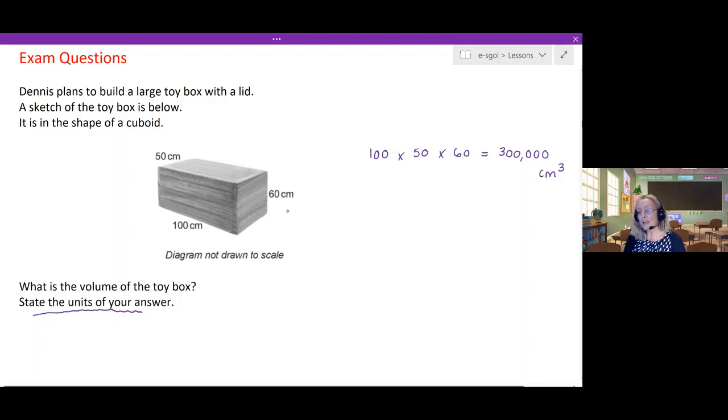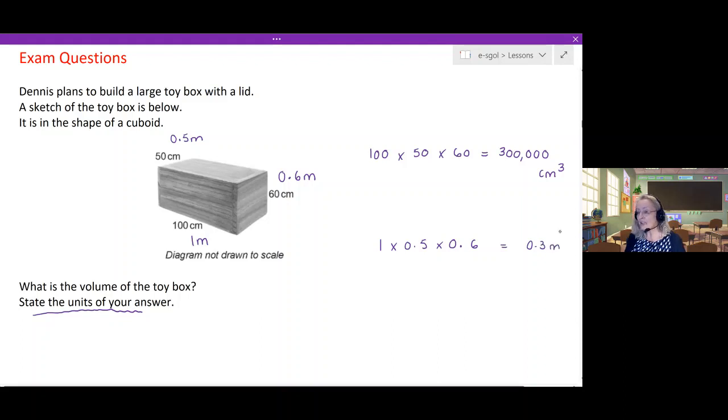Now, of course, I didn't have to do this in centimetres. What I could have done was change it all into metres. And if I changed it all into metres, then this would have been 1 metre. This would have been 0.5 metres. And this would have been 0.6 metres. So I could have done this as being 1 multiplied by 0.5 multiplied by 0.6. And if I multiply all of those together, that gives me 0.3 metres cubed.